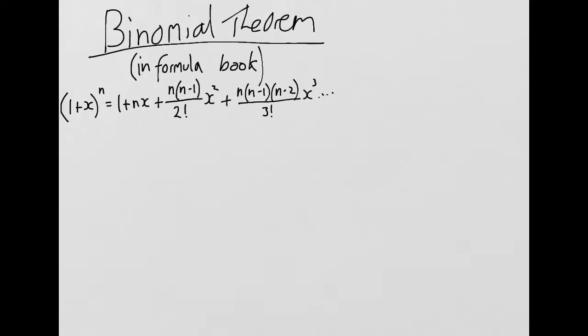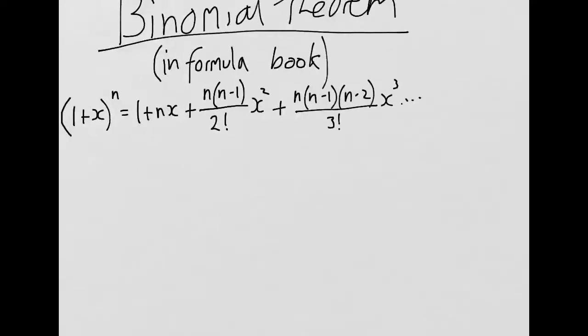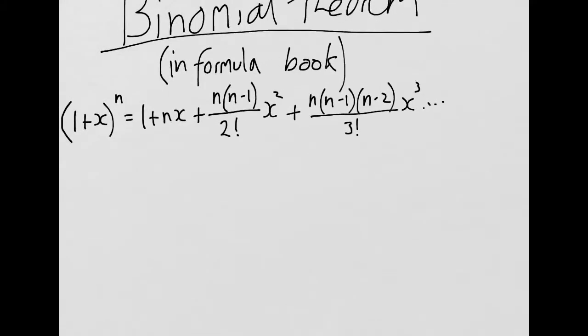Okay, so last bit, binomial theorem. You're given this in the formula book. I've written it out there below, and it basically goes on forever in the same kind of way. So the next one will be n minus 1, n minus 2, n minus 3 over 4 factorial x to the power 4. Key things to note, this is only for the very special case where you've got 1 plus x to the n. They won't always look like that. We'll come on how to deal with that in a minute, but for this special case, that is how you do it.